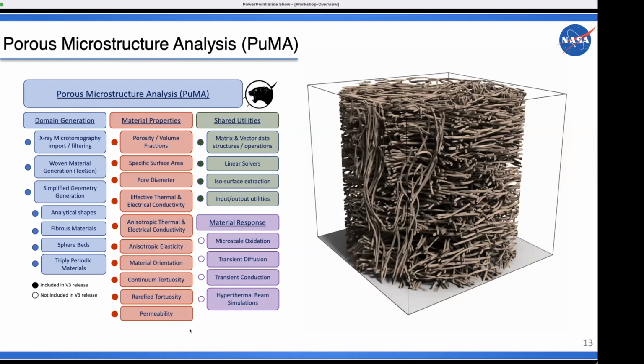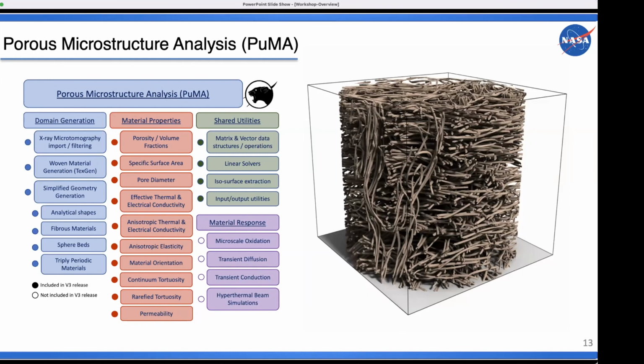We also have simulations for tortuosity. So tortuosity is a material's resistance to diffusion. So if you put a concentration gradient across the material, how much does the tortuous path of the microstructure impede the ability for these species to diffuse through?